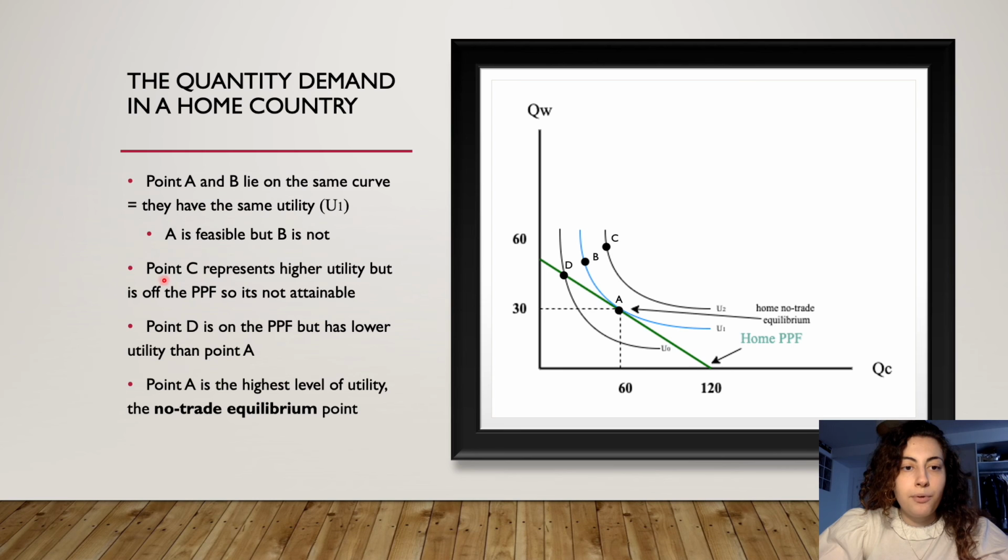So then we have point C that represents a higher utility, but again, it's off the PPF, so it's not attainable here. And then point D is on the PPF, but it's on a lower level, so it has a lower utility than point A. Therefore, point A is the highest level of utility. It's visible because it's within the home PPF, and therefore it's the no trade equilibrium point.